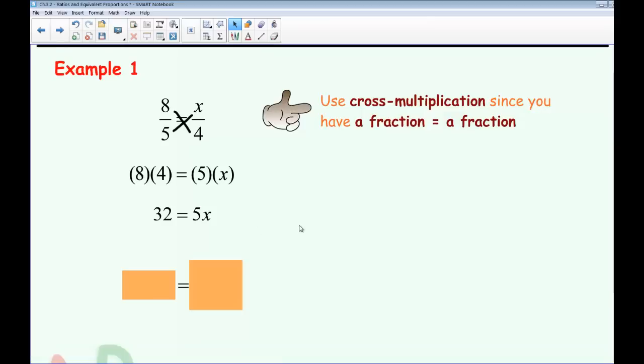Now we'll learn a little bit more about this process when we get to algebra. But at this point, you say to yourself, well, the x is being multiplied by 5, so I'm going to divide by 5. And when I divide one side by 5, we'll divide the other side by 5 as well. That's something you're going to remember for when we get to the algebra section. So we're left with x being equal to 32 over 5.